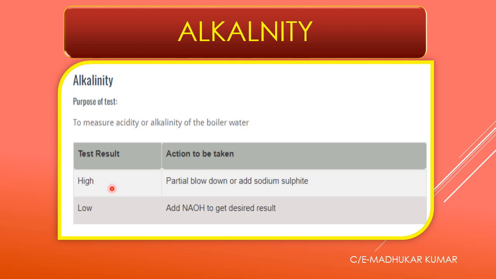If the test results are high, do a partial blow down and add sodium sulphate. So this is the chemical which is being added. What is the name of the chemical? Sodium sulphate. Next is low. If it is low, add NaOH to get the desired result. Sodium hydroxide. So this is the action which is required.